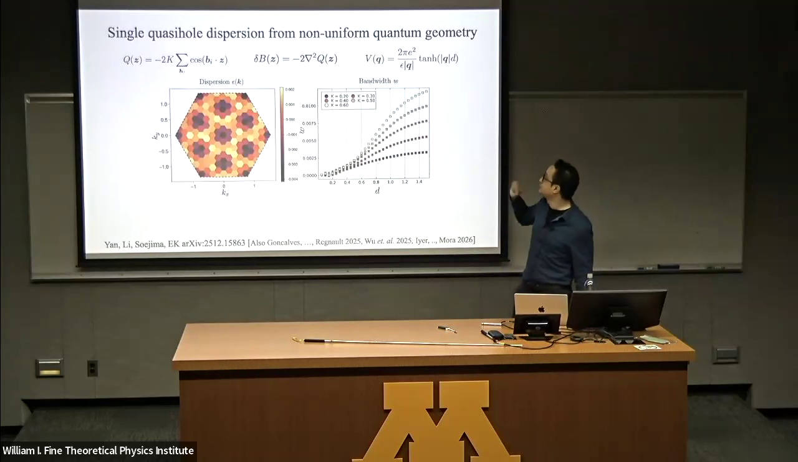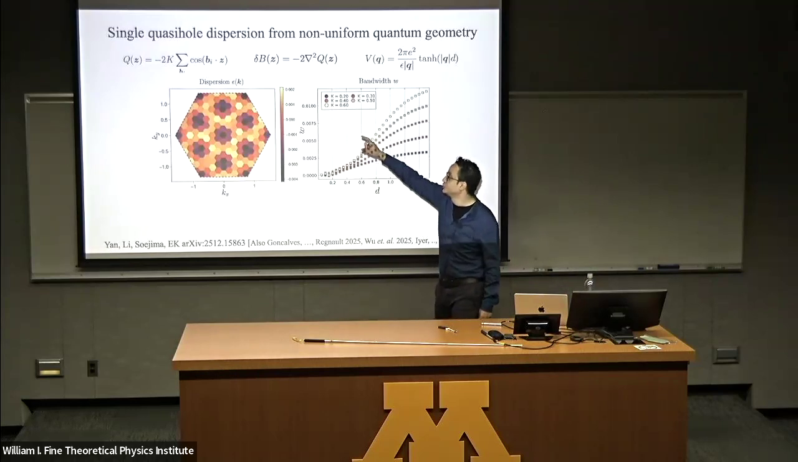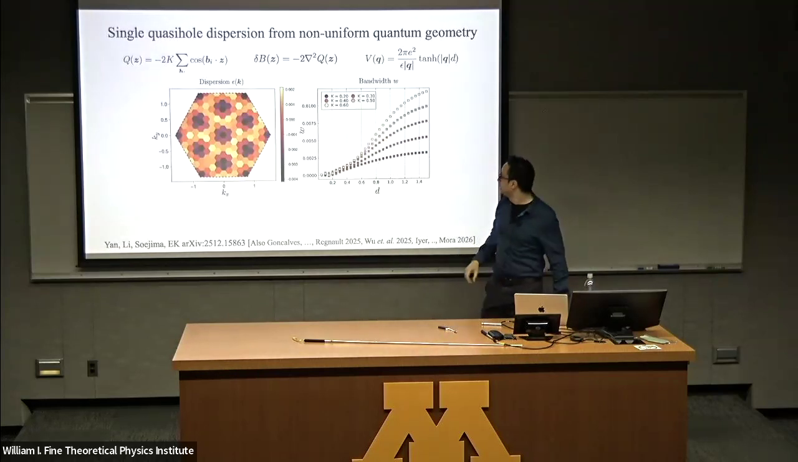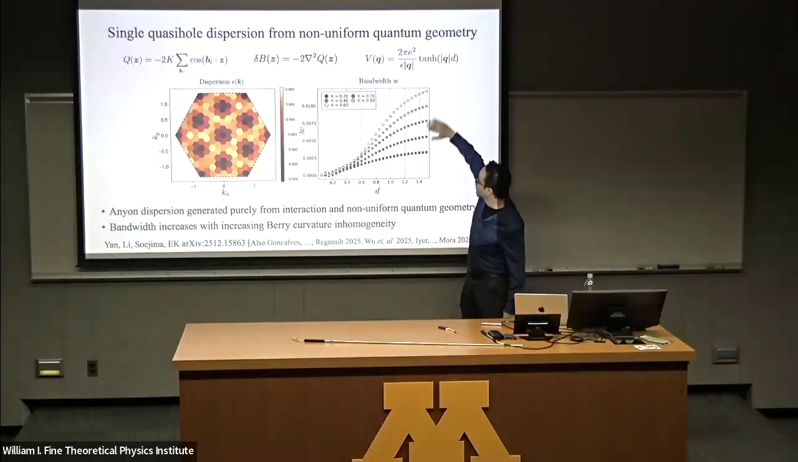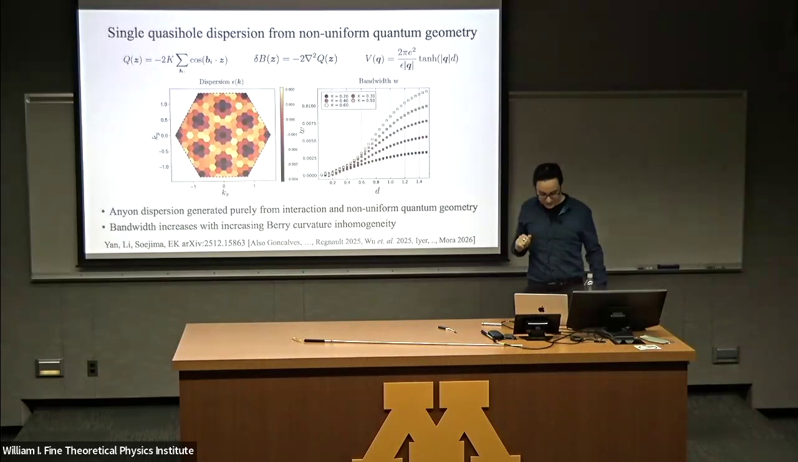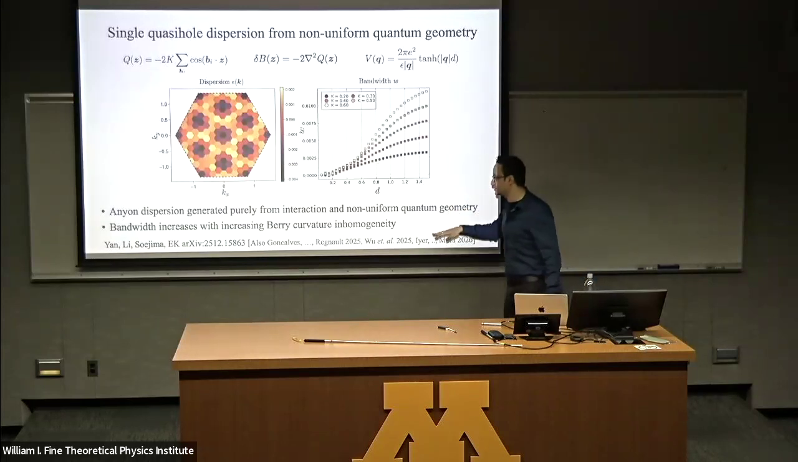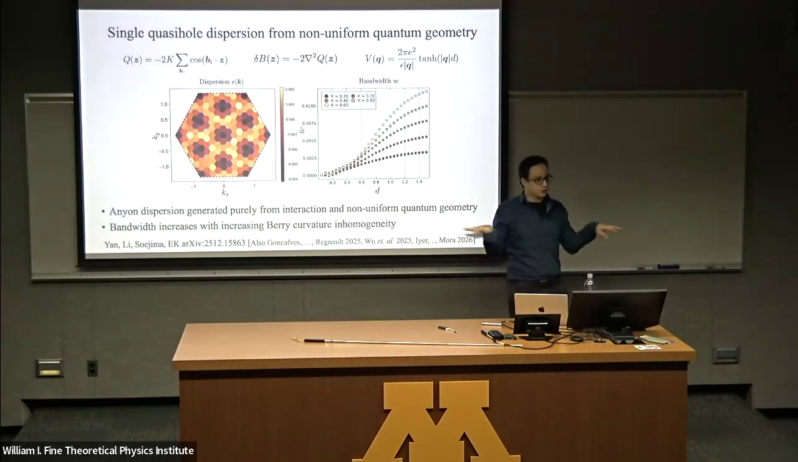And here I'm showing the anyon dispersion for a toy model, where I'm just modeling these variations in the magnetic field or in Moiré curvature by a simple cosine, and I'm tuning its strength by a parameter. And you see, as I increase this parameter, this inhomogeneity, the bandwidth of the anyon band increases. I want to emphasize that this anyon dispersion was generated purely from the interaction and non-uniform quantum geometry. The original bands were completely flat.